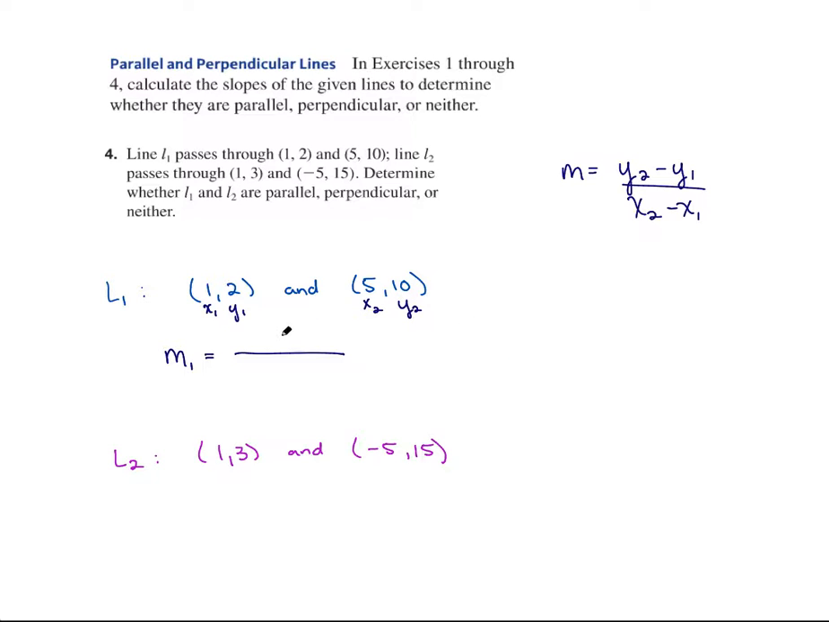Okay, now when we substitute, we get 10 minus 2 divided by 5 minus 1. So here we have 8 over 4, which is 2. So the slope of line 1 is 2.